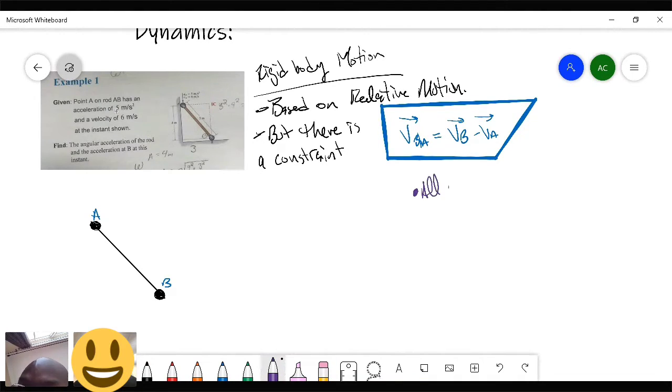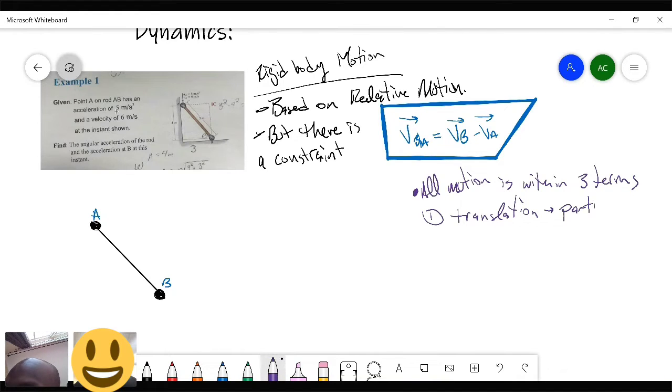All motion is divided into three sections. It's three things. Technically, it's two things within three terms. First term, translation. Translation is everything that you've learned up until now, all your particles. So translation is good for particles and non-rotating objects, obviously. Non-rotation. So everything you know up until now goes into translation.